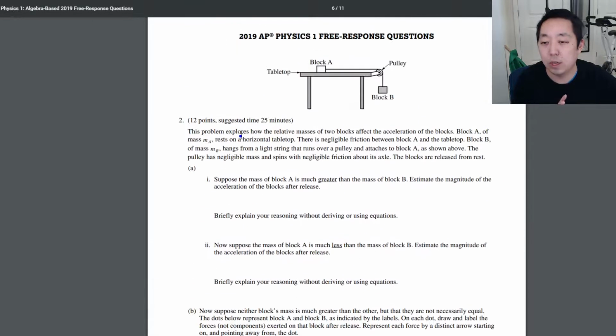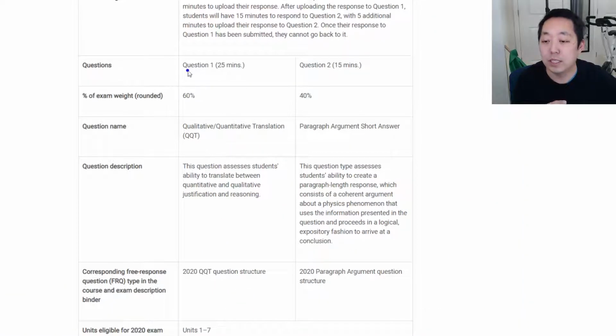It's usually the second question. It's the 12-point question. That's the one that's going to be here. That's what a QQT question refers to. So that's the first one.